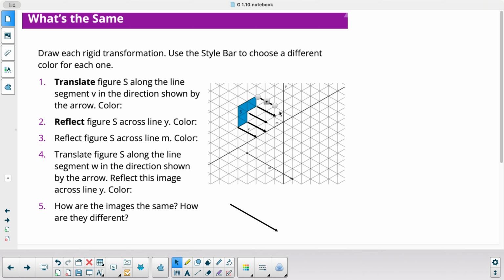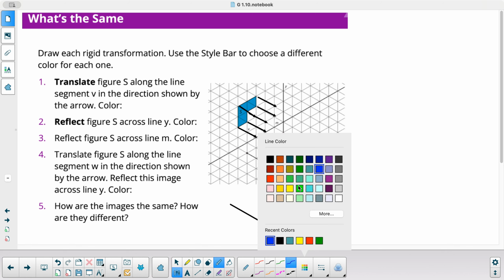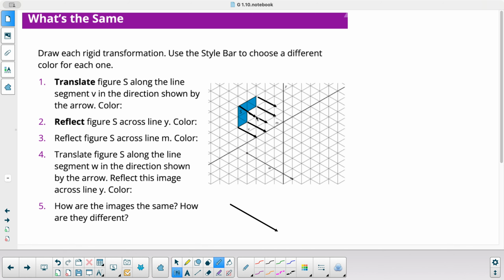And all of these new points where these arrows are pointing to, those are going to be my new points. So let's get a bright color so I can see it here. So this one here, this one here, here, here, here. So there's that. Okay.